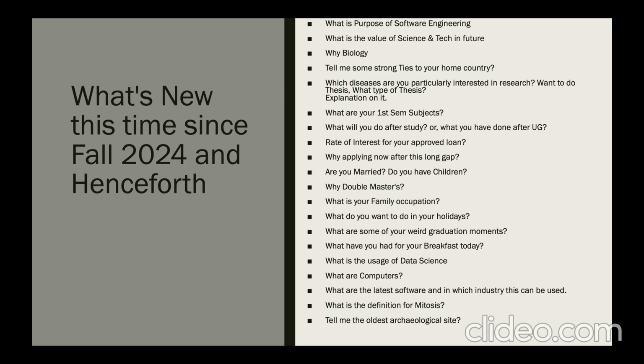Now there are a few more questions which you can see on your screen. And of course, if you need a specific questionnaire on your specific subject area, you can send us a message. We will revert with the PDF.